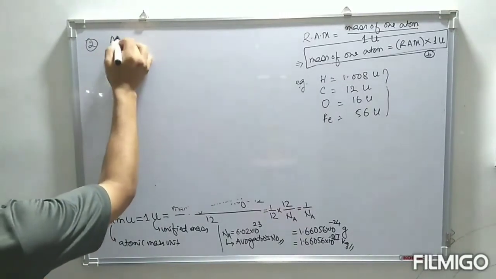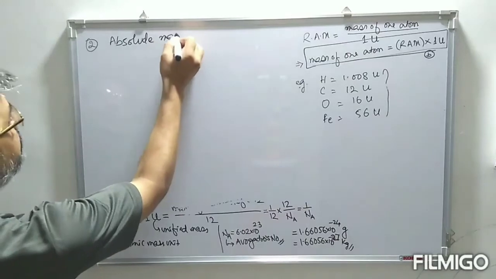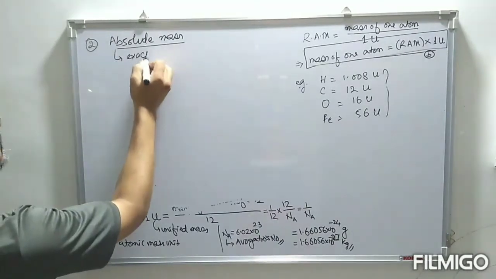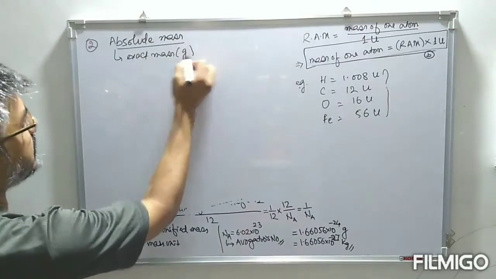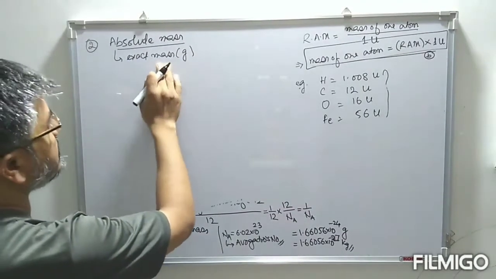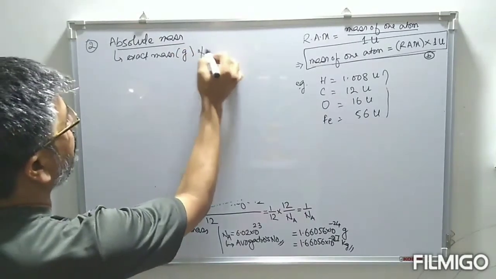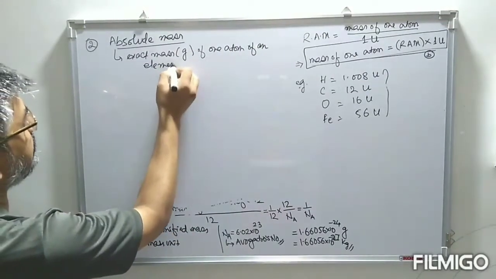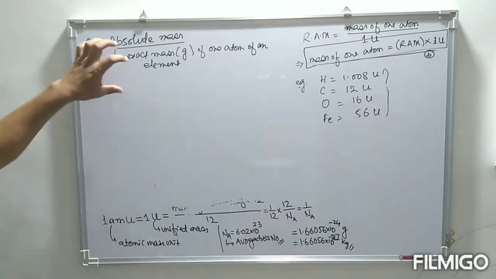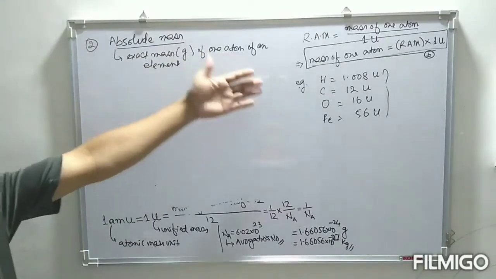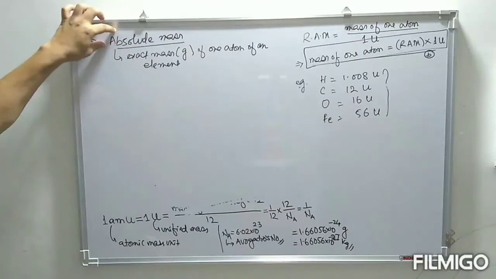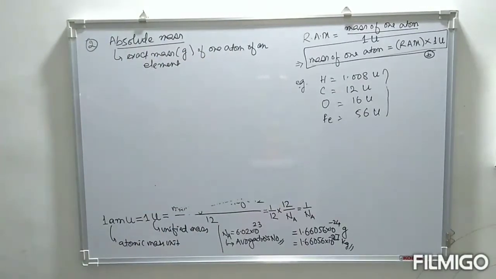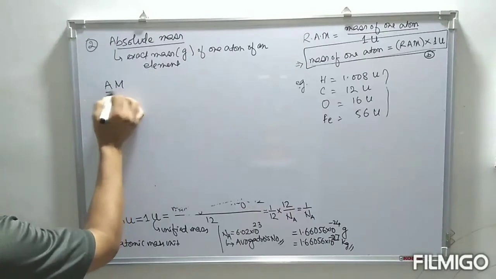The second mass is absolute mass. This absolute mass is the exact mass, and it must be measured in terms of gram unit. It is the exact mass, expressed in gram unit, of one atom of an element. So what is the exact mass of one atom of an element, measured in grams? That is known as absolute mass. Let me define this absolute mass as AM.